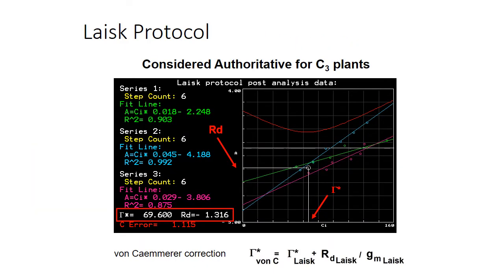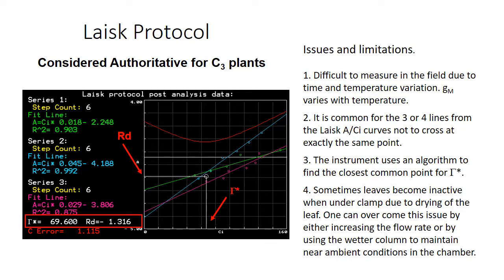This is a screen for post-processing on the iFL for the LASIK protocol. Number 1, it's difficult to measure a LASIK protocol in the field due to the time requirements and temperature variation, because of course GM does vary with temperature. Number 2, it's common for 3 or 4 lines from the LASIK protocols, the ACI curves, not to cross exactly at the same point. The instrument uses an algorithm, and you can see the curved red line on the screen that shows the algorithm attempting to find the nearest point of coincidence to find where gamma star should be.